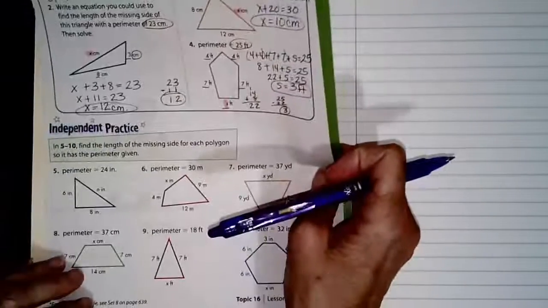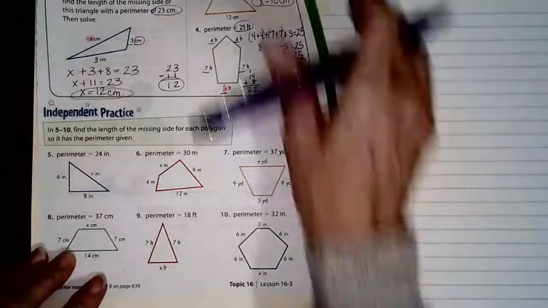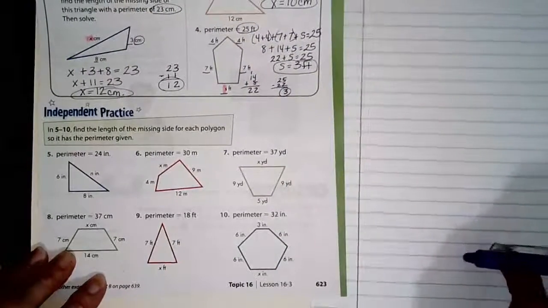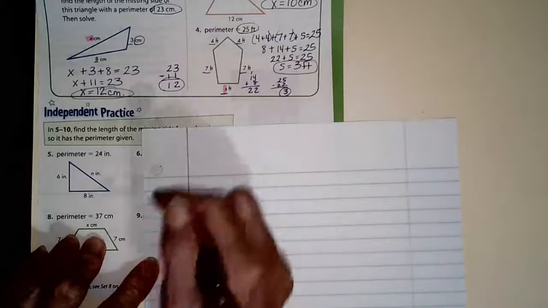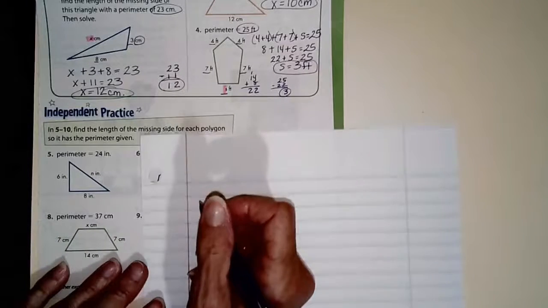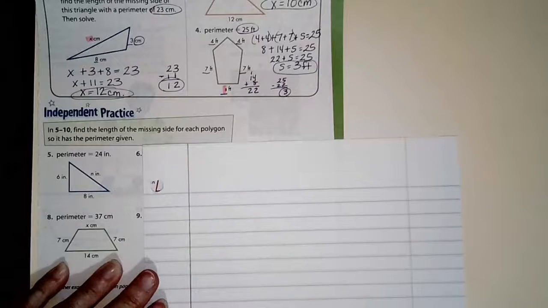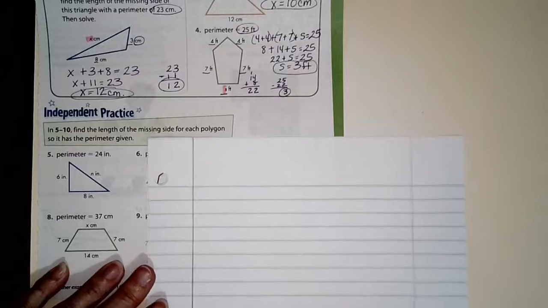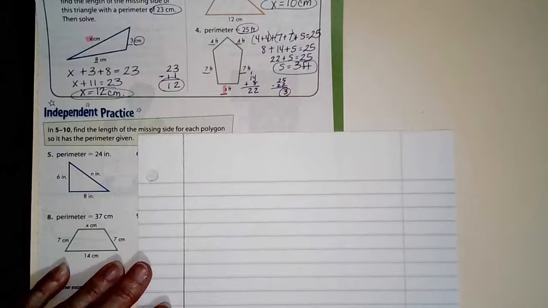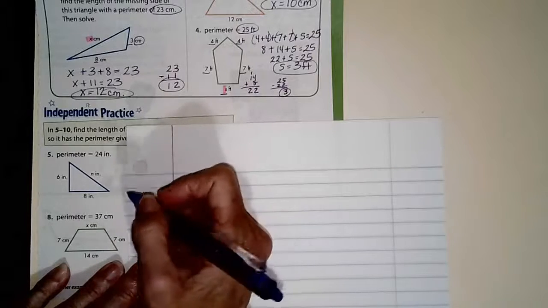Now let's look down here at the bottom. They didn't give us a whole lot of room, so I have an extra sheet of paper right here beside me. So we're just going to solve on this paper. You may want to go get an extra sheet of paper as well. So for 5 through 10, it says find the length of the missing side for each polygon, so it has the perimeter given. Again, they're giving us the total length of all the sides.